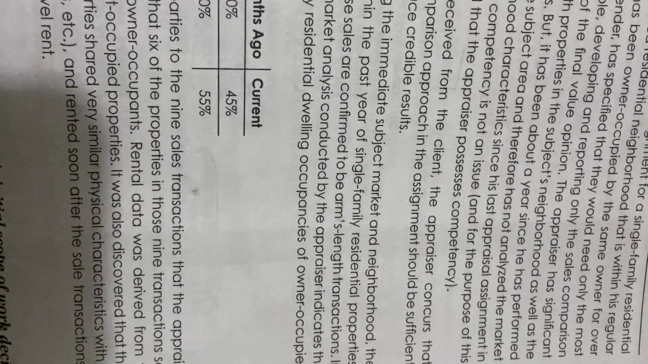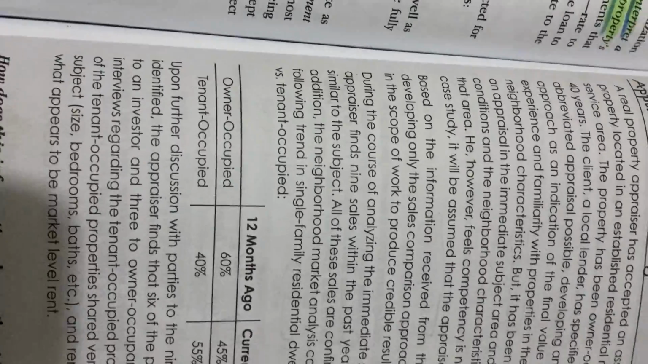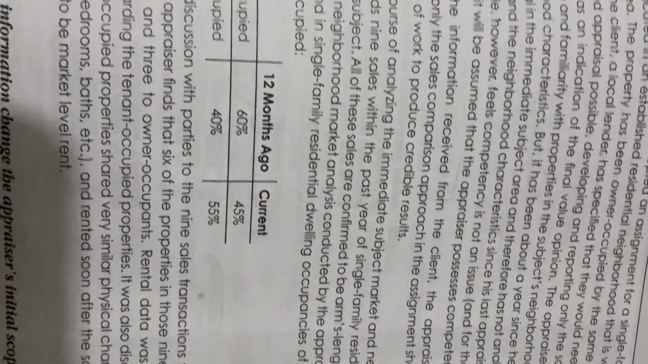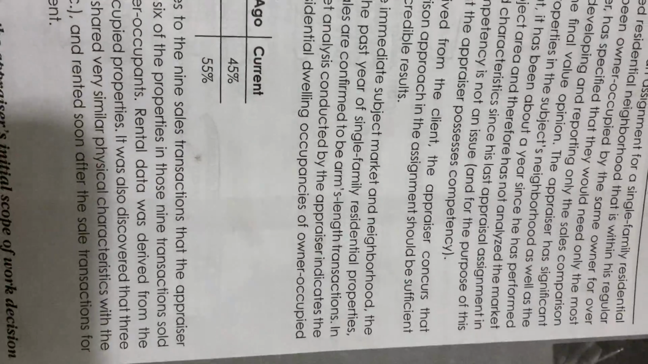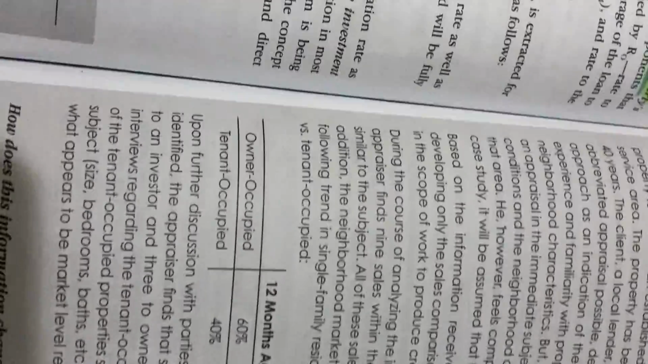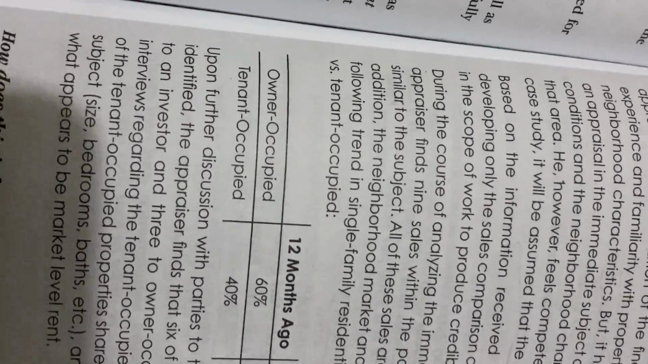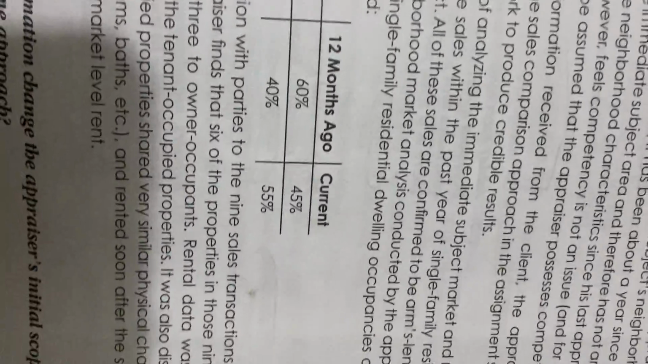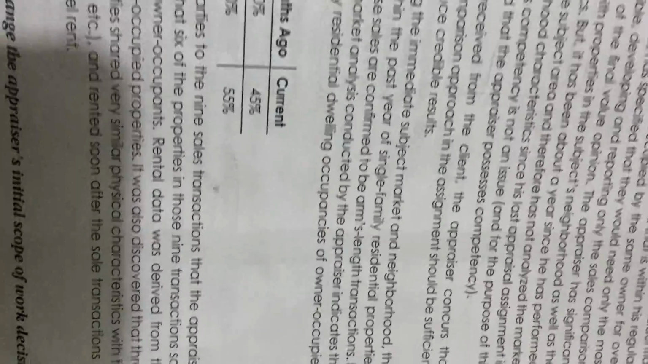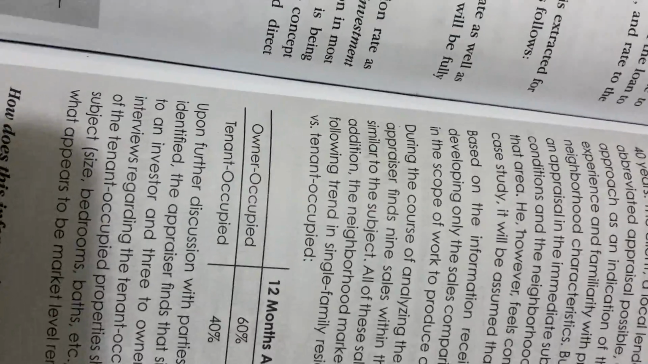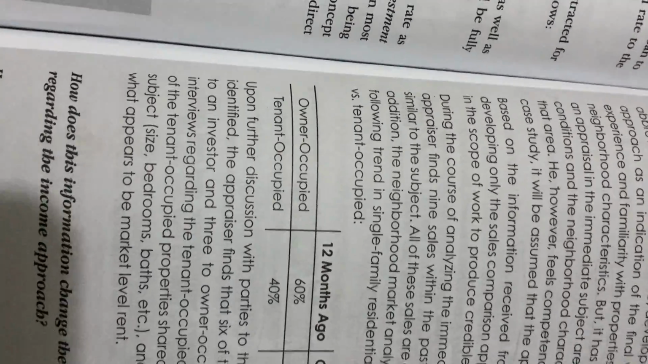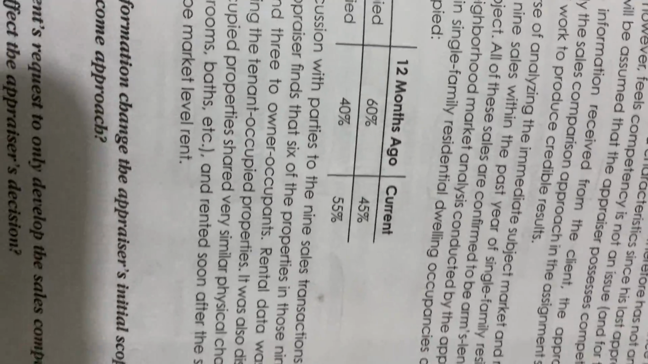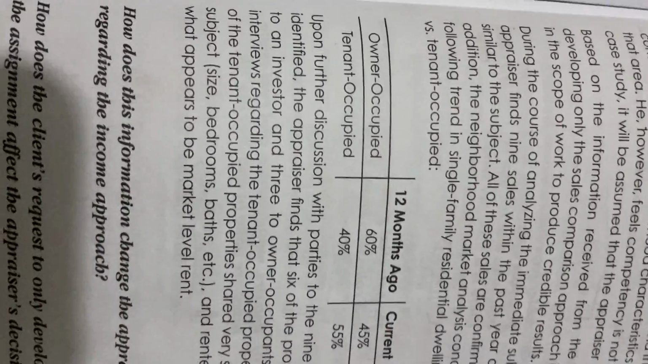It was also discovered that 3 of the tenant-occupied properties shared very similar physical characteristics with the subject, such as size, bedrooms, baths, etc., and rented soon after the sale transactions for what appears to be market level rent. How does the information change the appraiser's initial scope of work decision regarding the income approach?